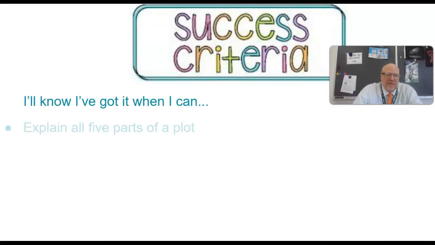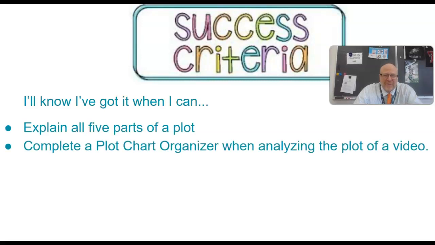All right, so you should now be able to explain all 5 parts of the plot, and we are going to work on completing a plot organizer together.